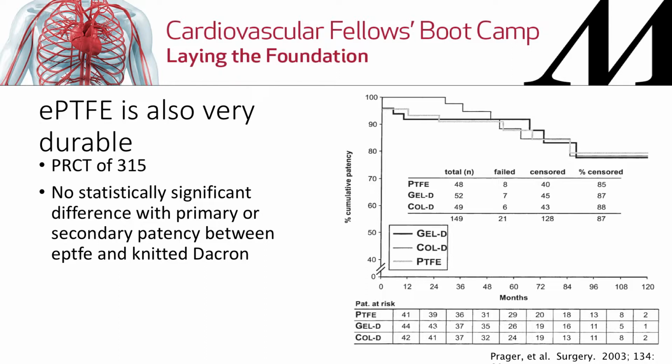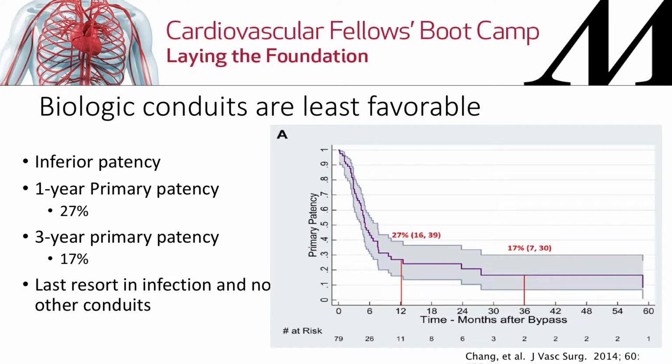This is just one of many prospective randomized controlled trials that have been studied on this topic in both the aortoiliac position as well as in the periphery. But this is just one that I chose because I thought it was especially well done. Prospective randomized controlled trial of about 315 patients in 3 arms. And what they found was that there was no statistically significant difference between primary or secondary patency between ePTFE and knitted Dacron, whether or not it's soaked in gelatin or collagen. So all 3 are very durable methods of reconstruction.